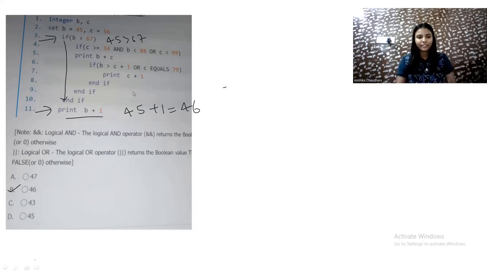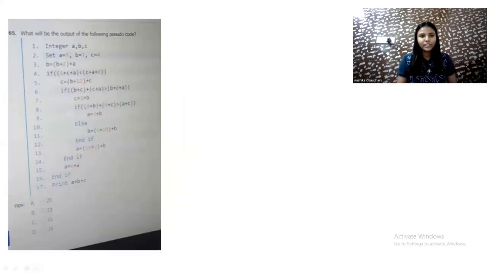Moving on to the next code. Here are some integers A, B, C, and they have some values. Now we assign B as B plus 2 plus A. So what is the value of B? B is 7. 7 plus 2 plus A. What is the value of A? A is 5. 7 and 2 is 9, 9 and 5 is 14, right.